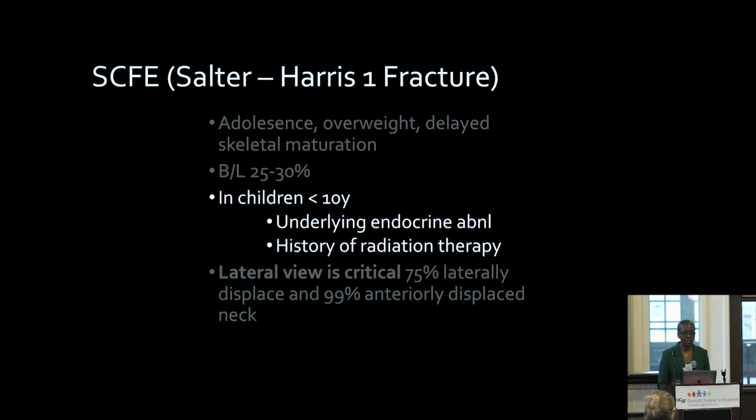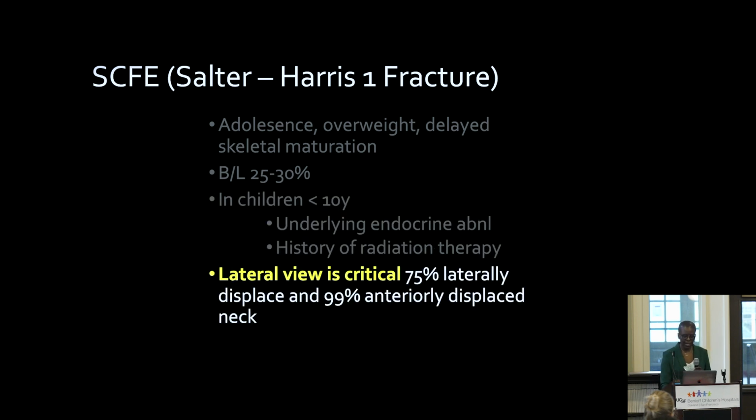If you're seeing this in a child that's less than 10, then you have to screen for an underlying endocrine abnormality, hypothyroidism, hypopituitarism, or there might be a history of radiation. And again, the lateral view is critical because 99% of the femoral epiphyses are going to displace posteriorly relative to the neck.